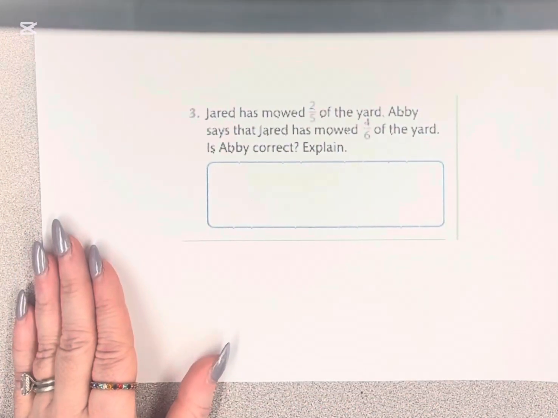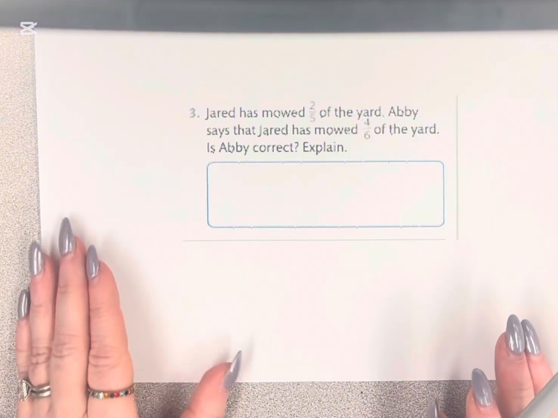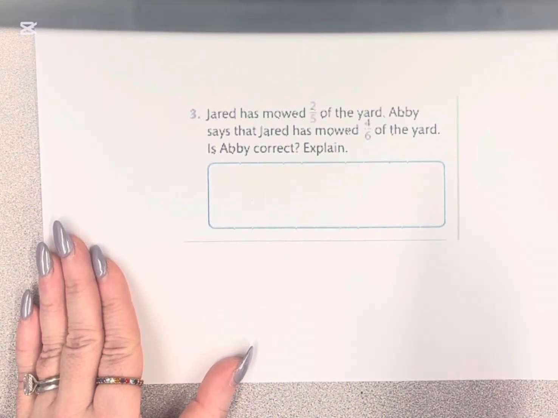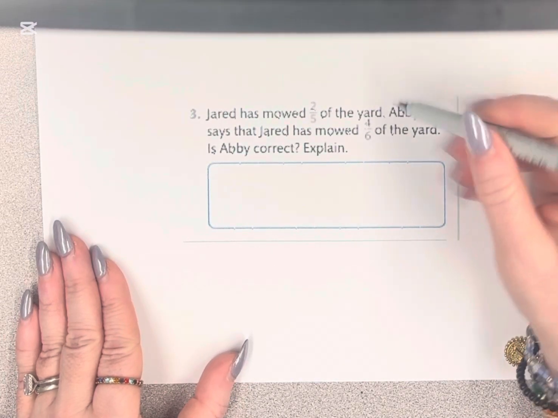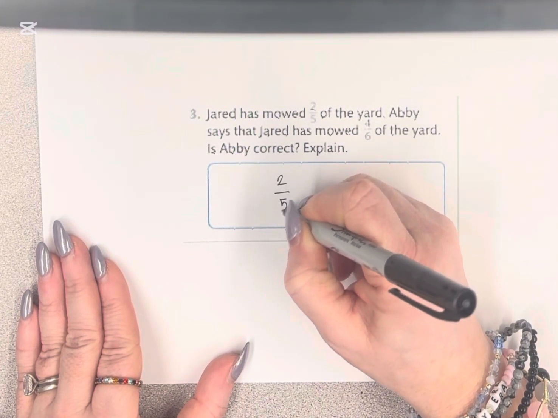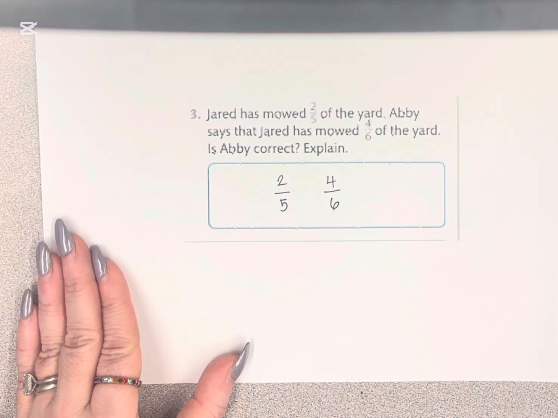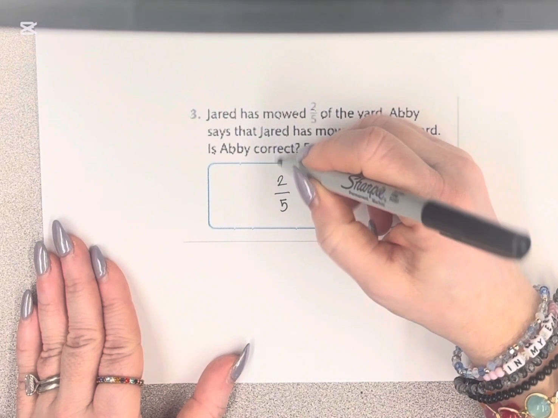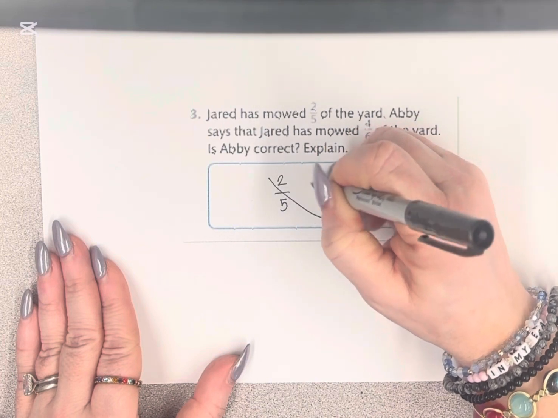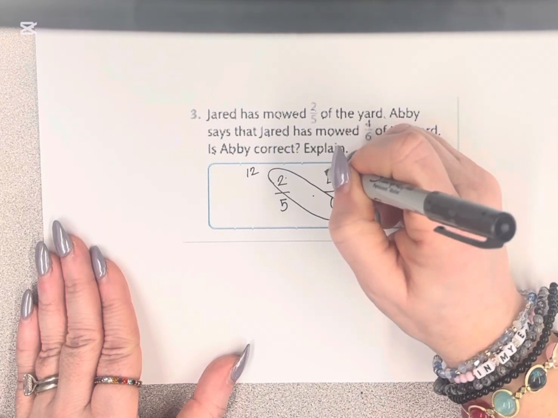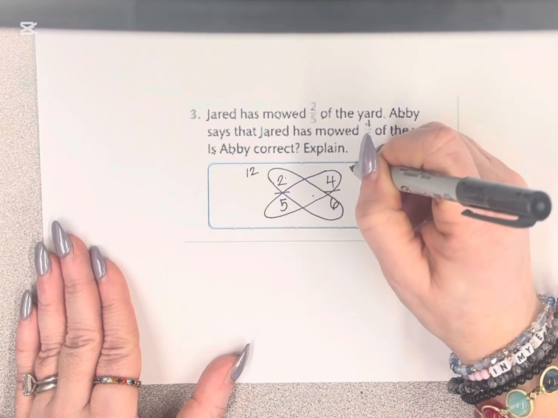Jared has mowed 2/5 of the yard. Abby says that Jared has mowed 4/6 of the yard. Is Abby correct? So basically what Abby is saying is that 2/5 is equivalent to 4/6. The best way we can do that is to compare the fractions. So we're going to use the butterfly strategy. So 6 times 2 is 12. 5 times 4 is 20.